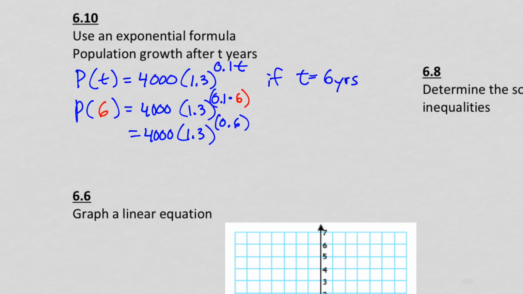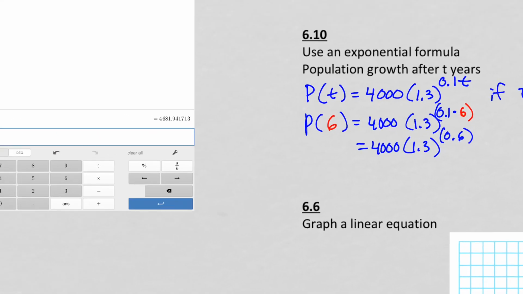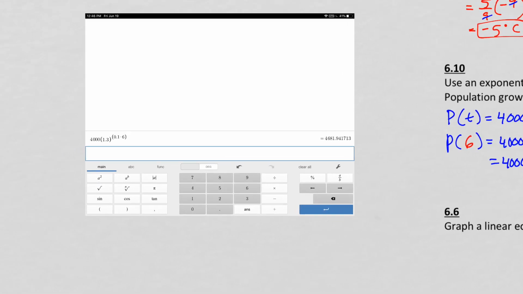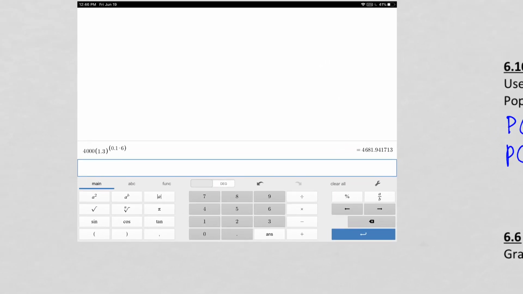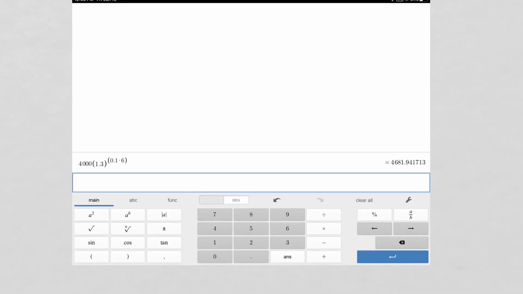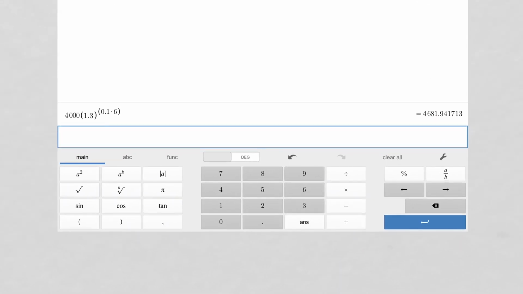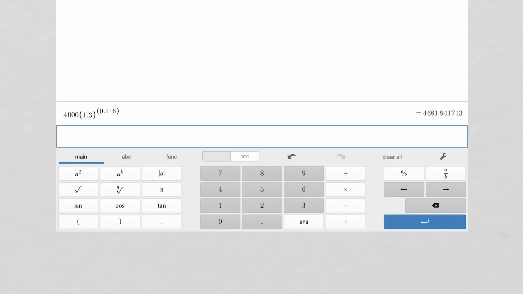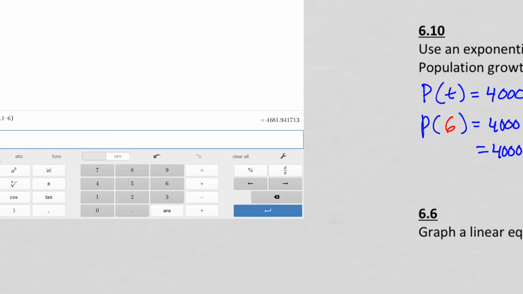And you can let the scientific calculator do that for you. Okay, so I recommend using desmos.com/scientific. The link is provided for you in MyFire. And basically, it's going to look like this. So you type it in exactly the way it looks. You can even do the first line like I did there with the 0.1 times 6. And it gives you the answer 4,681.94. Highly recommend you use that resource for you.